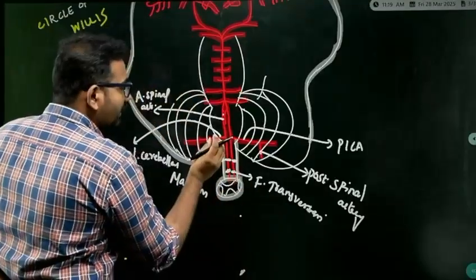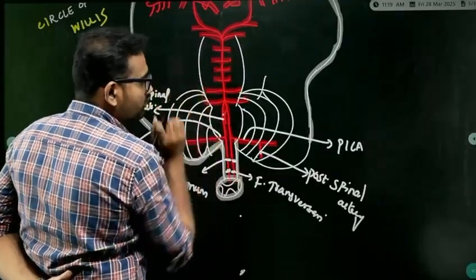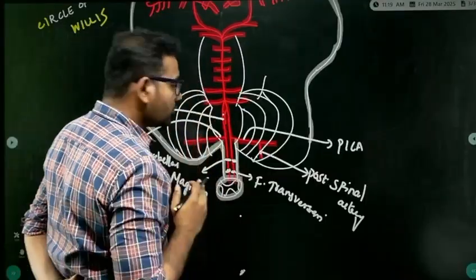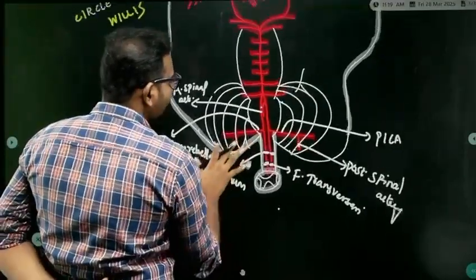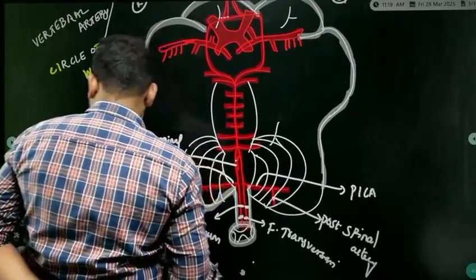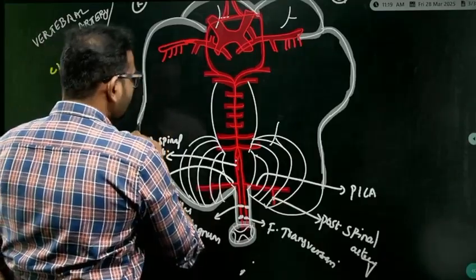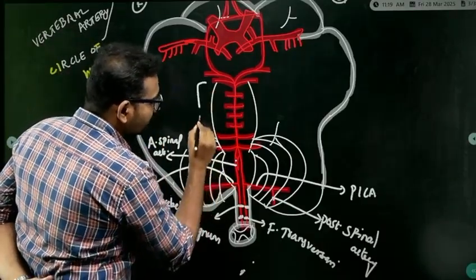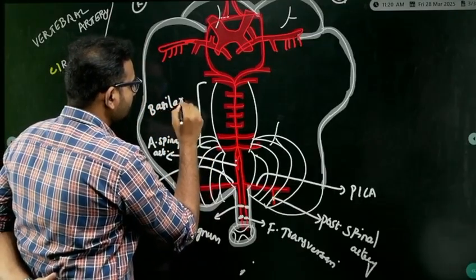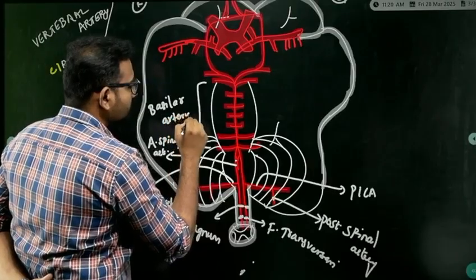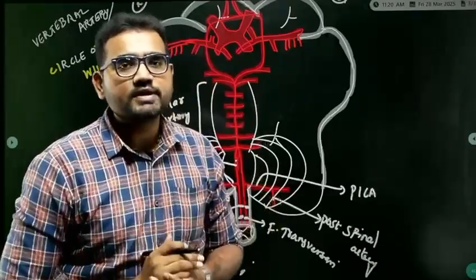Now this vertebral artery further moves up. This is the medulla, this is the pons. So it further moves up towards the pons, and then it forms a very important branch that is called the basilar artery. This entire portion is the basilar artery. So the vertebral artery moves up, it fuses, and it forms the basilar artery.